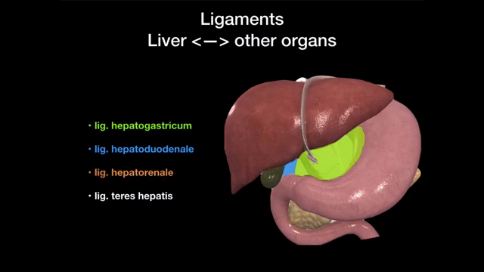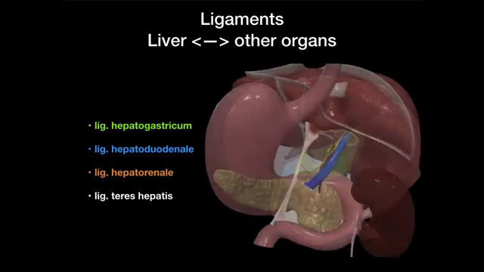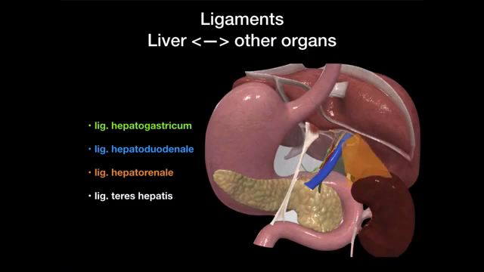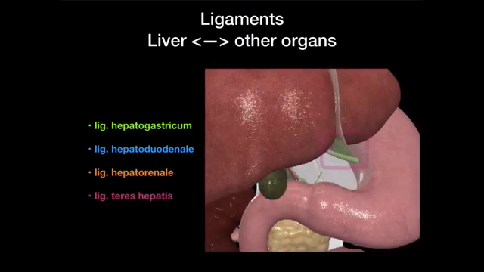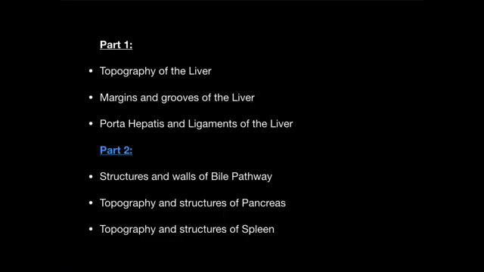And then next we have the hepatorenale. Renalis is kidney in Latin, so it goes from the liver to the kidney. And the kidney is behind here, so it goes like this. And then we have the ligamentum teres hepatis, the round ligament. This one projects anteriorly, and extends from porta hepatis to the umbilical ring, or the navel. So that was it for the anatomy of the liver. Now part 2 of this video is going to be mainly about the structures and walls of the bile pathway, and also the pancreas and the spleen.